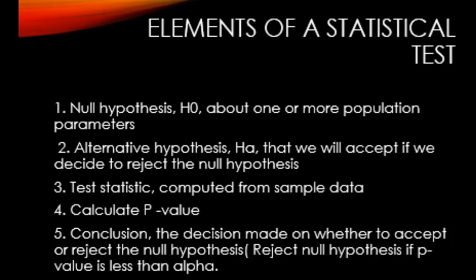And then finally, the conclusion will be written, and the decision is based on whether to accept or reject the null hypothesis. We will reject the null hypothesis if the p-value that we have calculated in step 4 is less than alpha. Now this alpha is called the significance level, which is chosen at the beginning of the test. And it is basically the probability of making a type 1 error. Usually small numbers are chosen, such as 0.1, 0.05, and 0.01. And if nothing is stated, usually 0.05 is the standard to use.